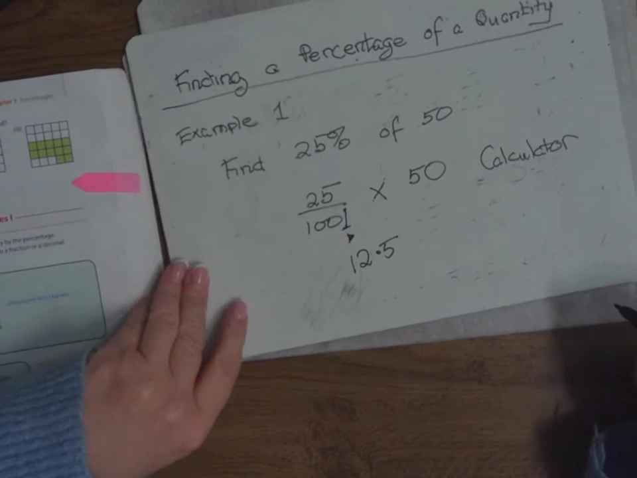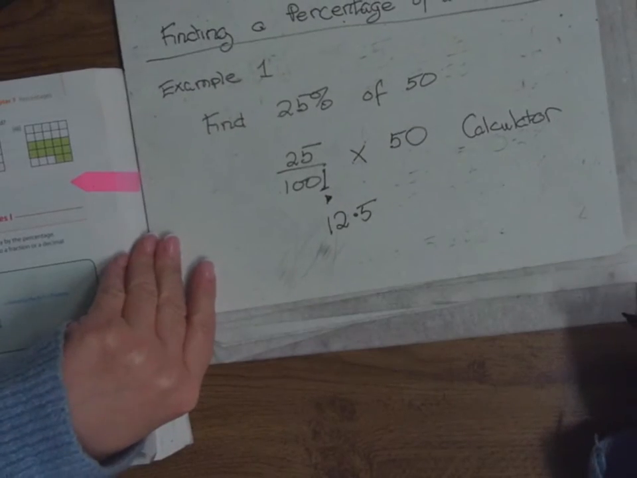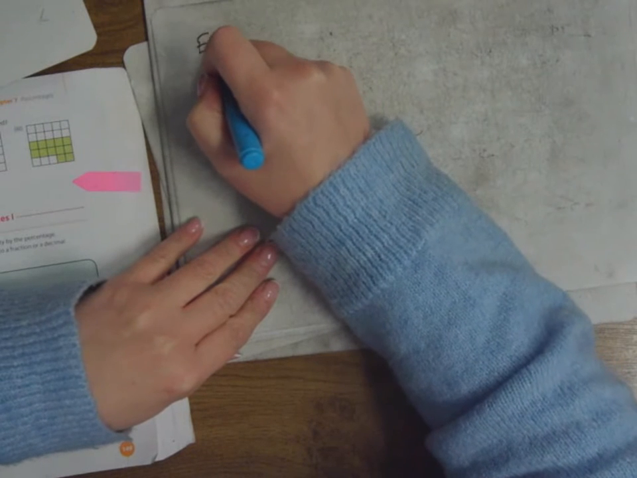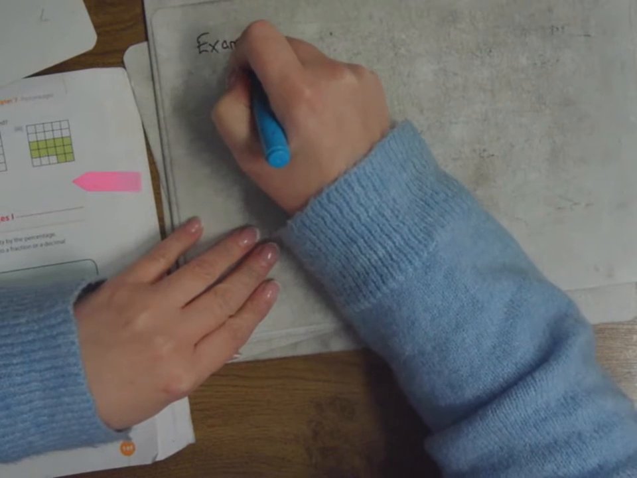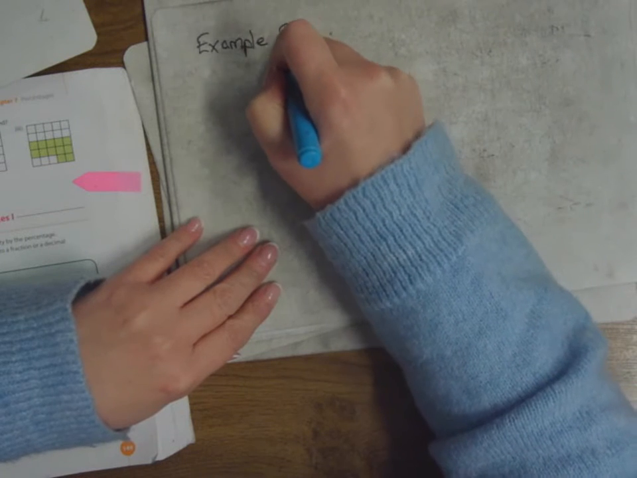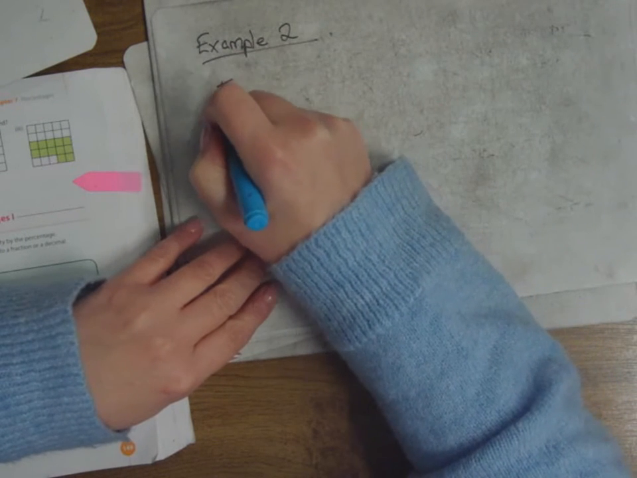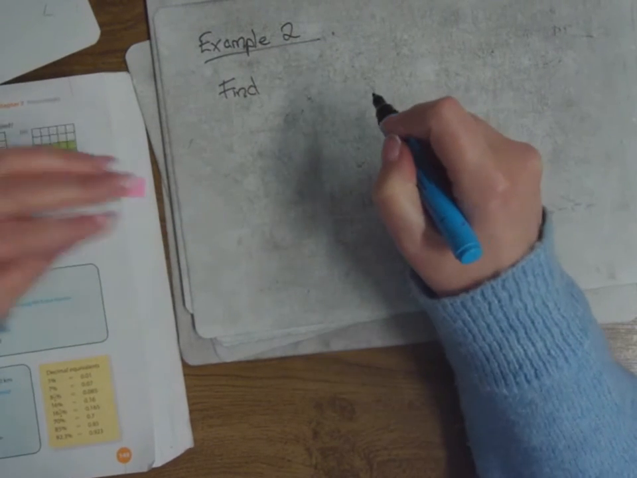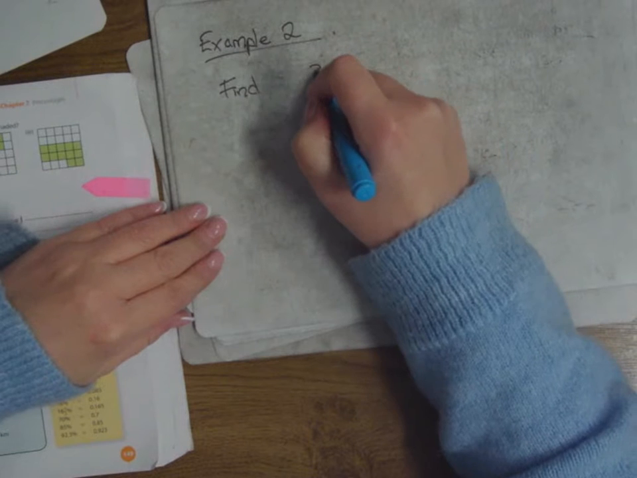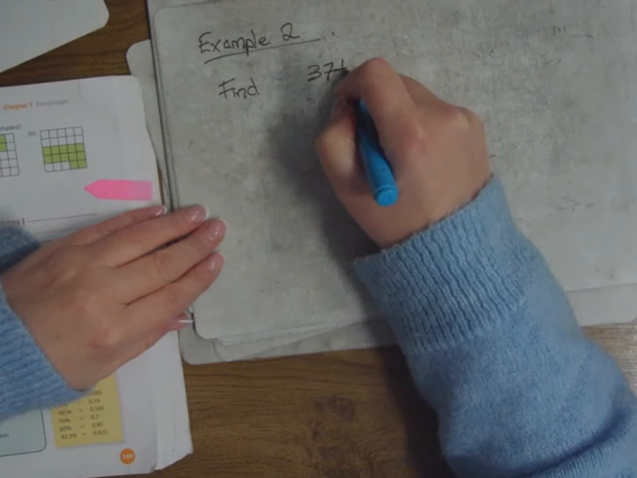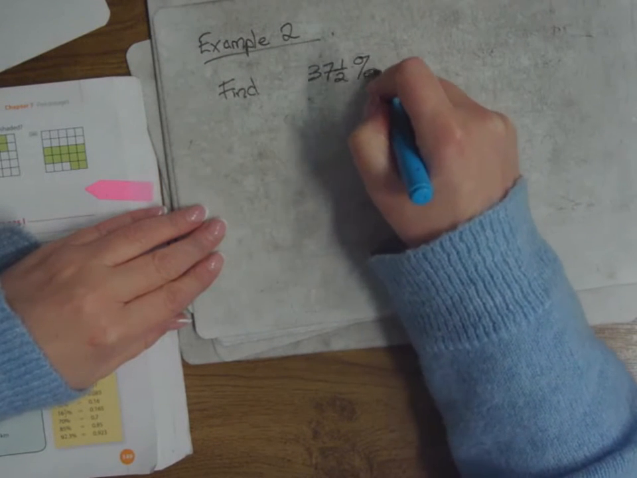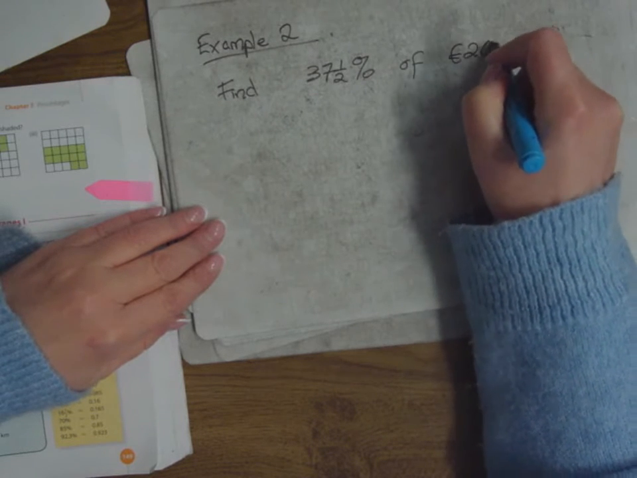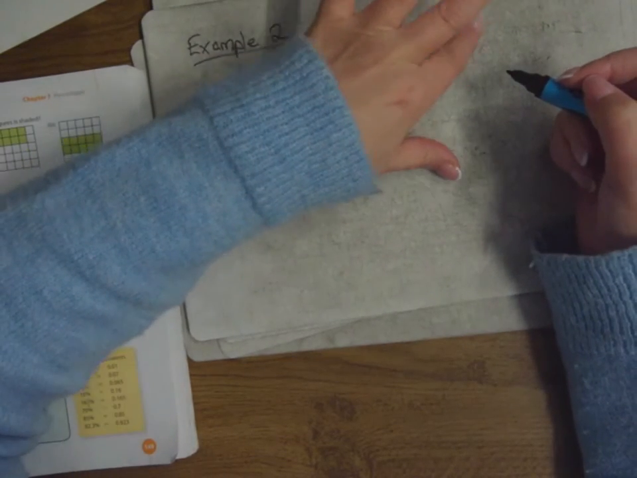Right, okay. Example 2. Can I take this away? Yeah. Everyone okay? So example 2. Find 37.5% of €320. Sorry, I said 320 and I wrote down 20.